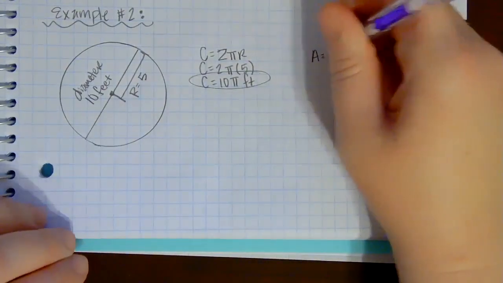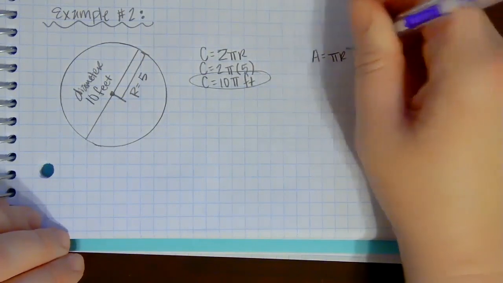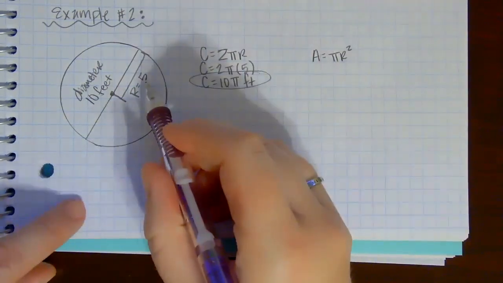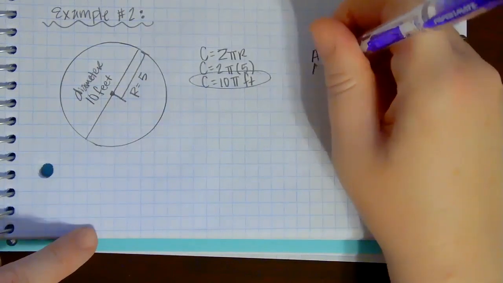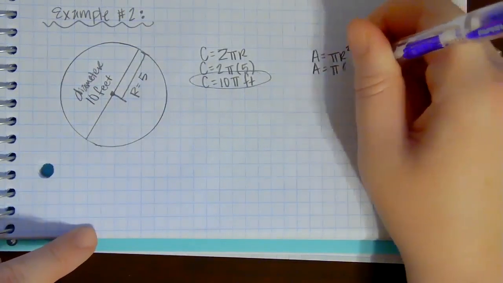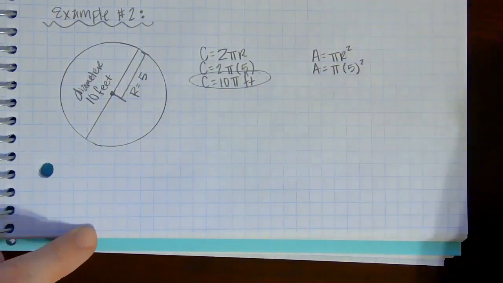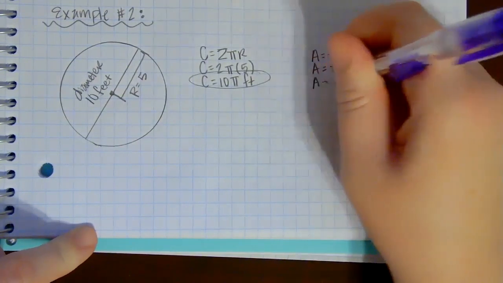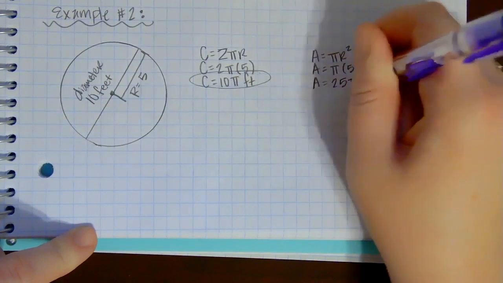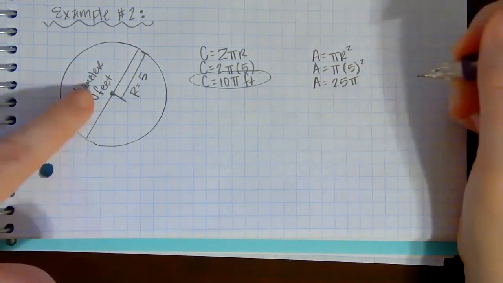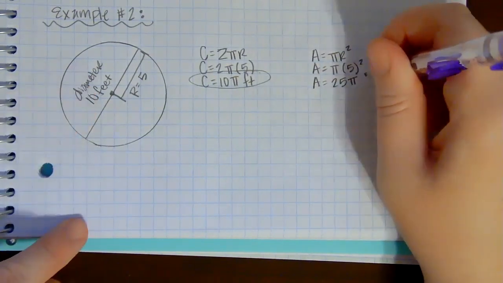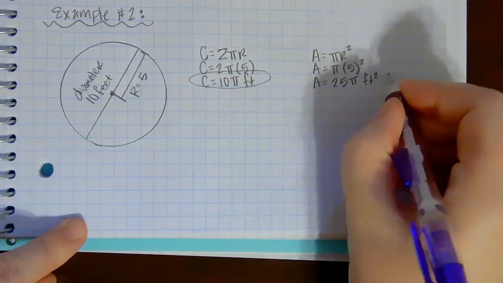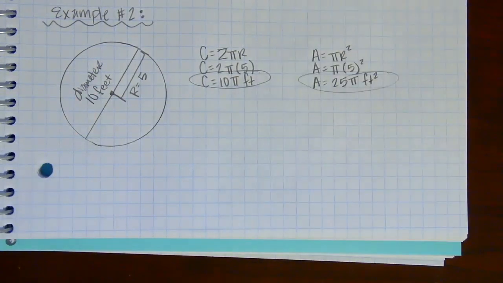Same for area. Area equals pi r squared. I'm going to substitute again in the 5, the radius. So area equals pi times 5 squared. 5 squared is 5 times 5, which is 25. So the area is 25 pi. And we're talking about feet, but this is area, so it's feet squared. There's my final answer. Okay.